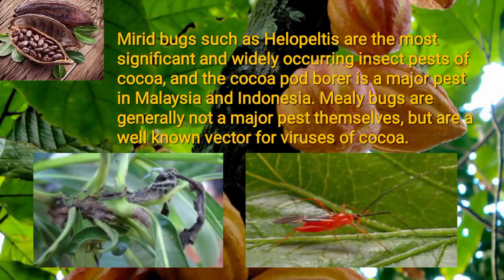Mirid bugs such as Helopeltis are the most significant and widely occurring insect pest of cocoa, and the cocoa pod borer is a major pest of Malaysia and Indonesia. Mealybugs are generally not a major pest themselves but are a well-known vector of viruses of cocoa. So these are the pests that cocoa suffers.